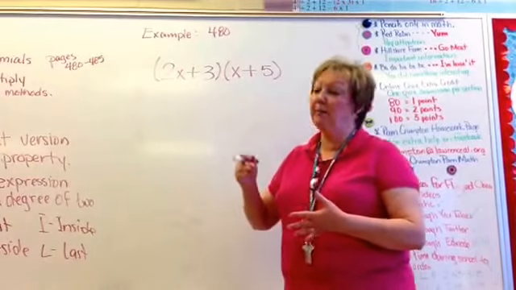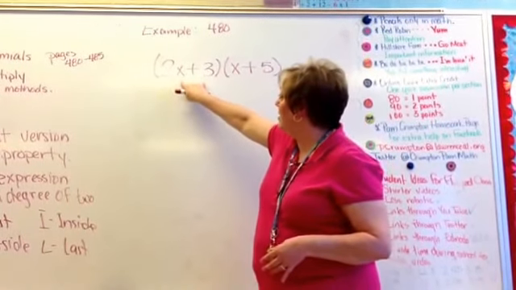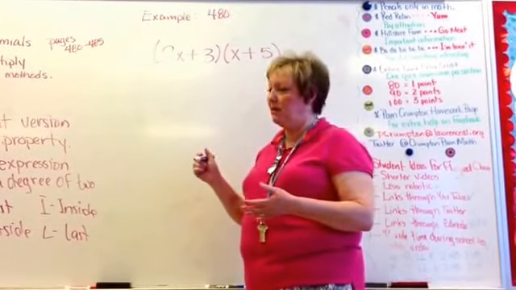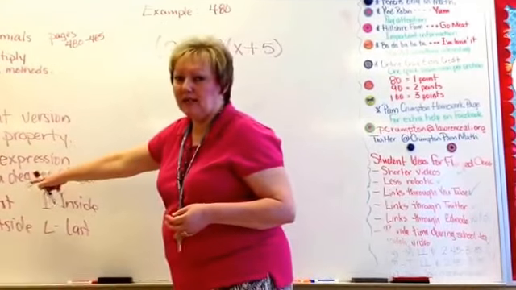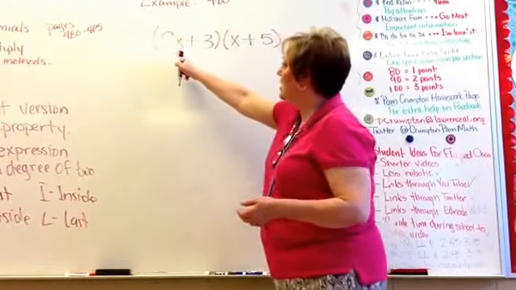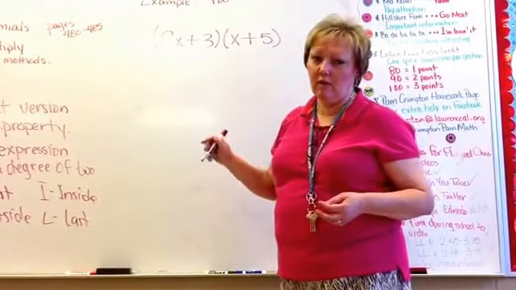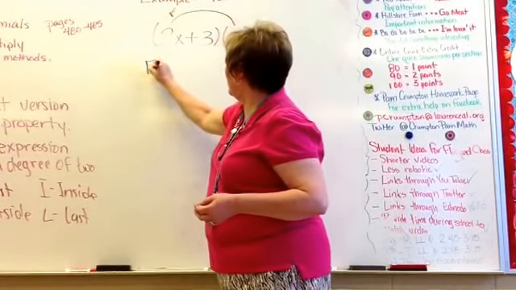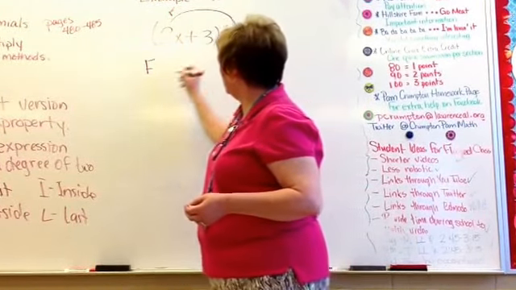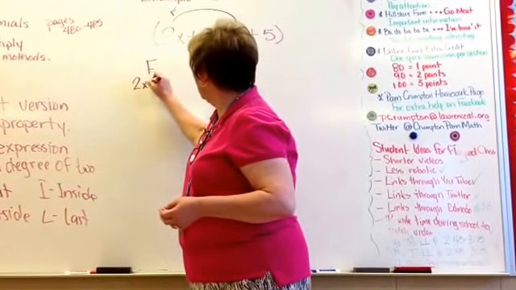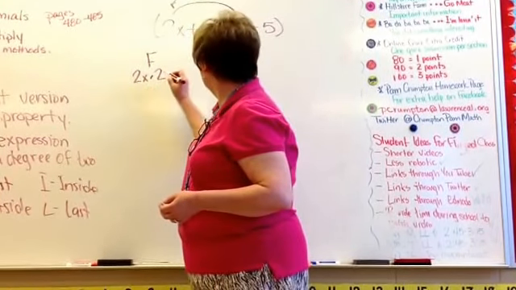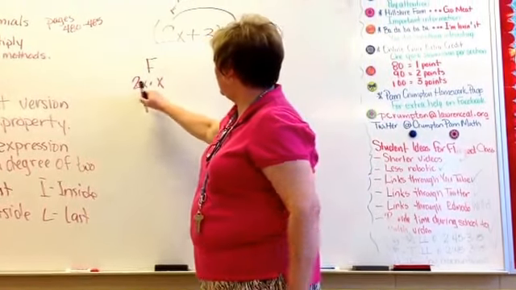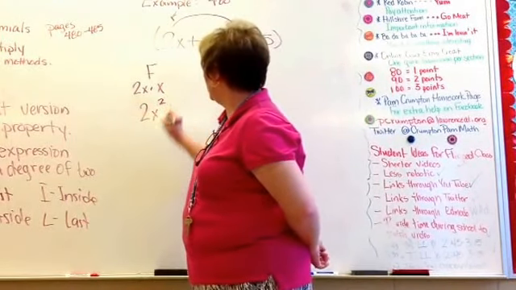When I'm multiplying binomials, look at this closely. I've got two terms here, two terms here. This is a binomial term, so we're going to do the FOIL method on this. The F stands for first. Now the first terms are the first term in each of the binomials. So I've got my F, my first terms is 2x times x. I cannot get this right apparently. 2x times x would be 2x squared.